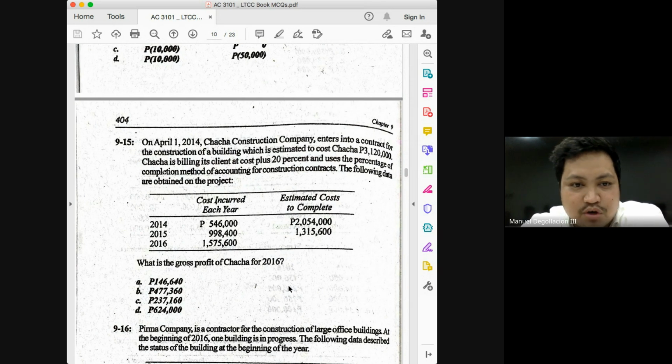We need this one to solve for 2016. What's the expected profit in 2016 class? 624. 624,000 times 100%, since it's already completed. Deduct previous year's cumulative, which we have just solved earlier. How much was the cumulative last year, class? 477,360. So 624 minus 477,360 would give you 146,640. So the answer here would be letter A.